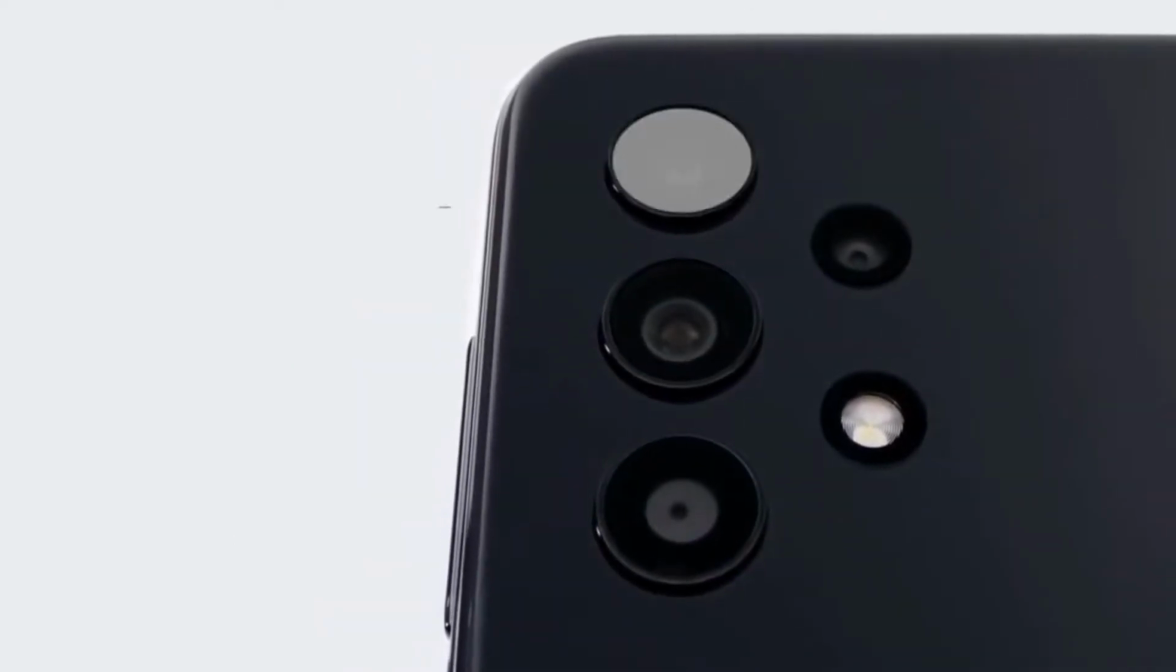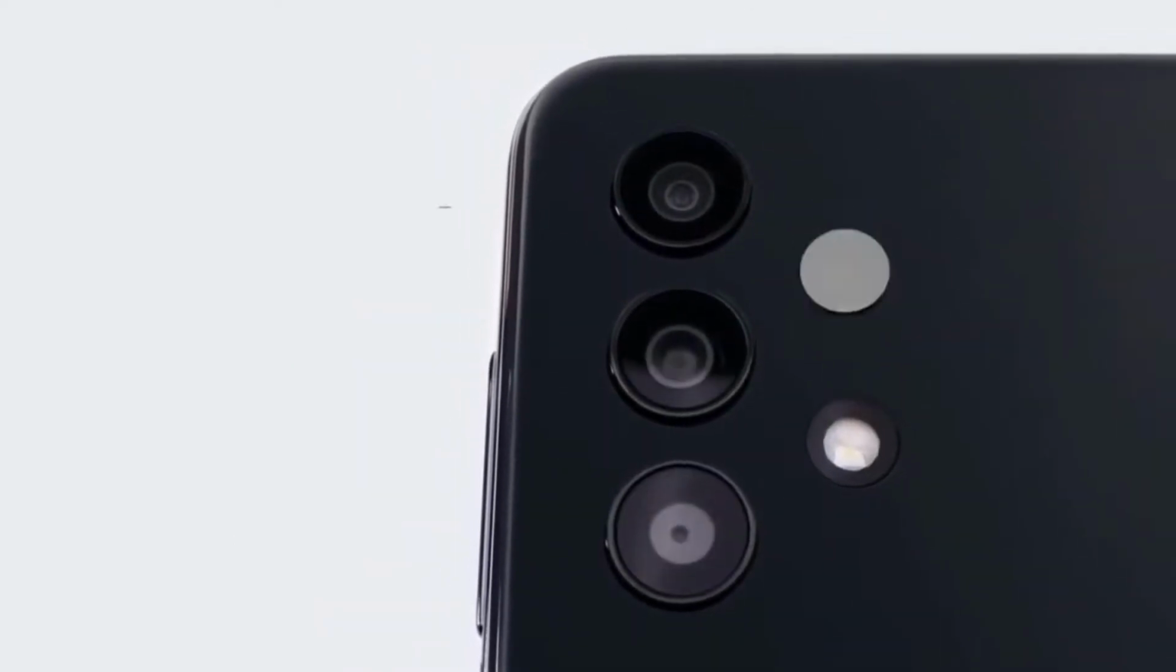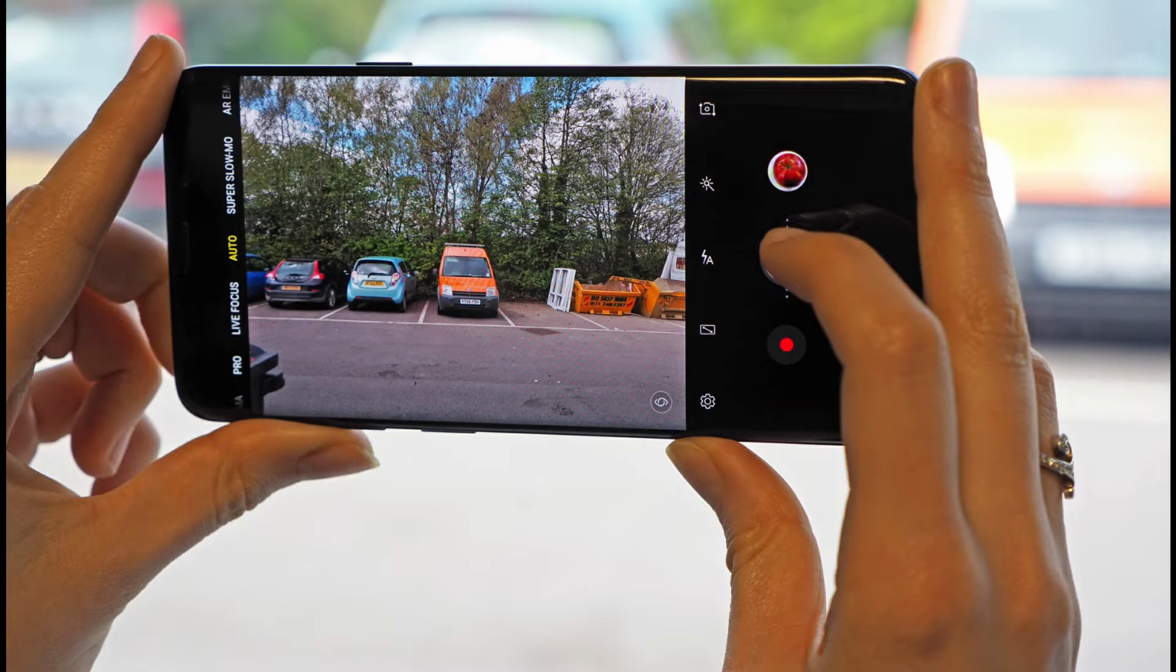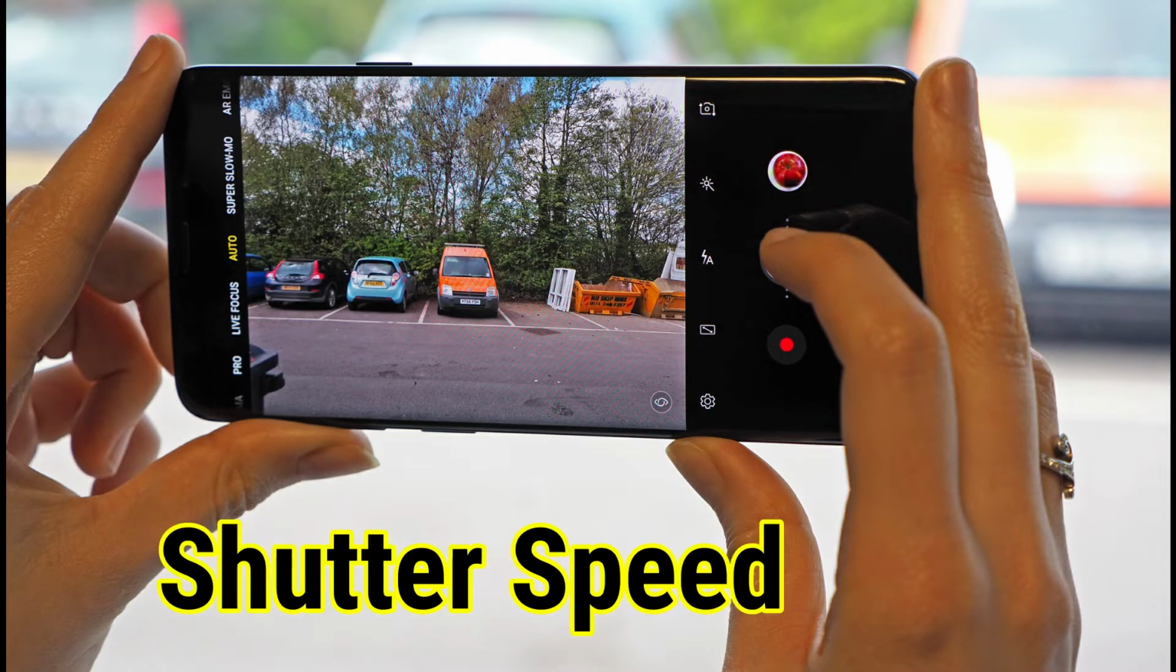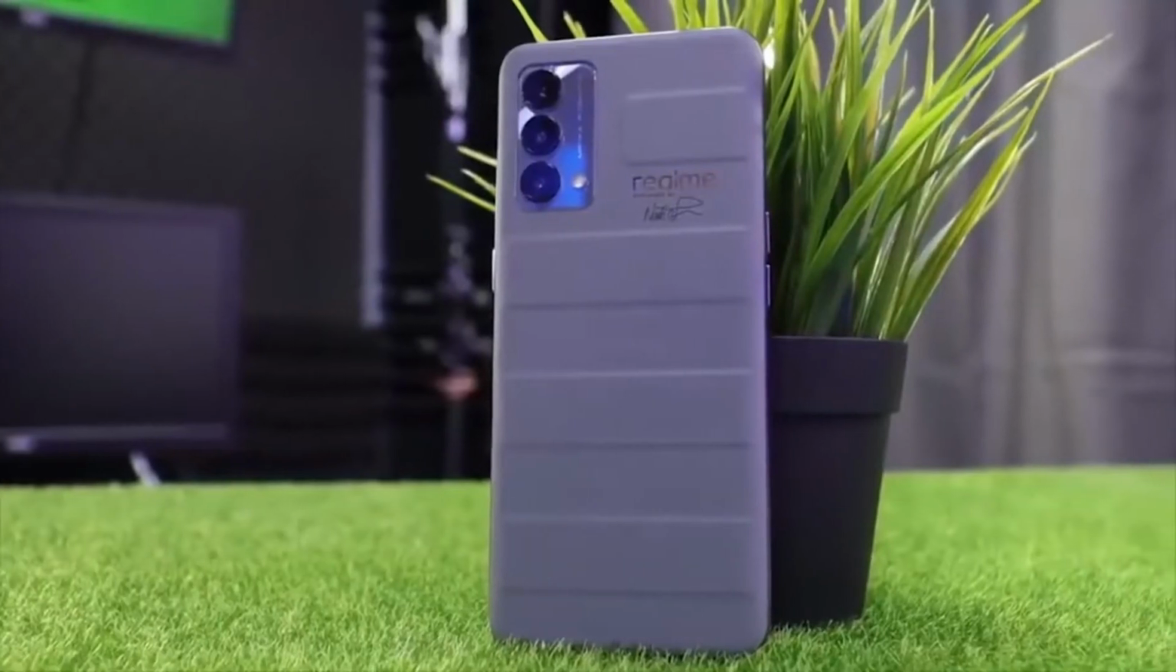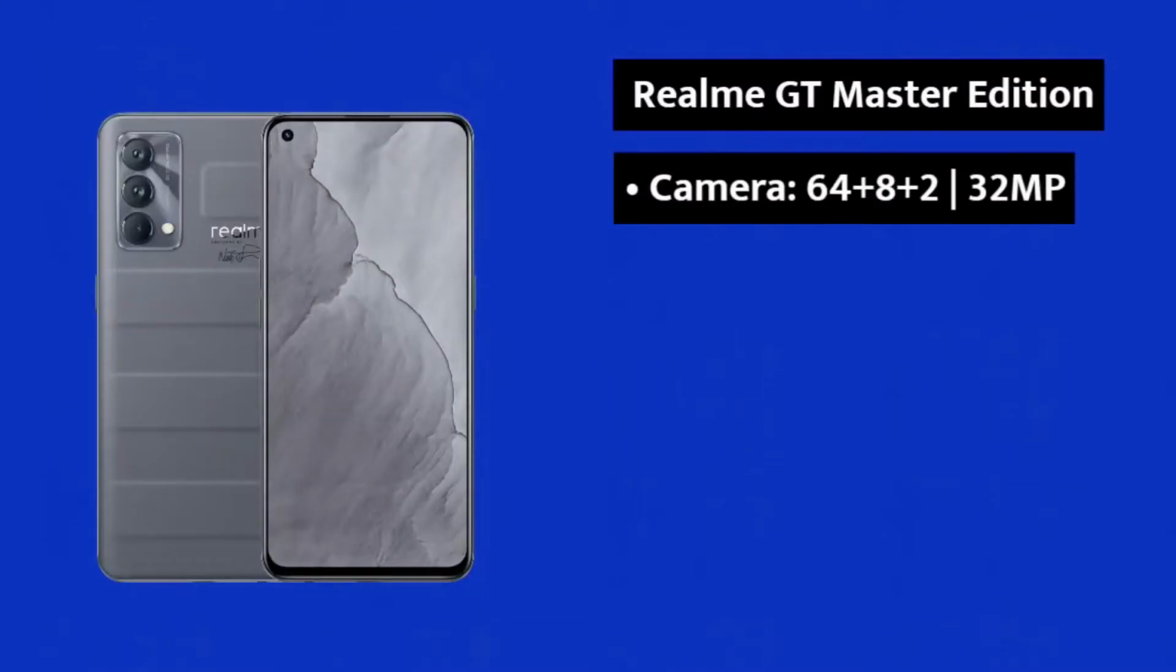In this video, we are going to cover some technical terms related to a camera. And these are like megapixel, aperture, pixel size, shutter speed, and all that. Stay tuned with us for the answers.